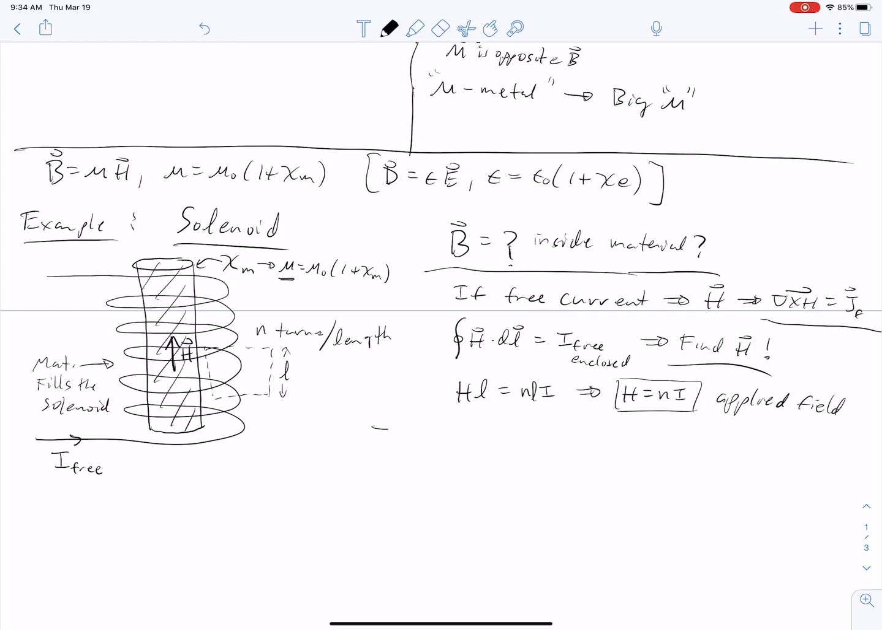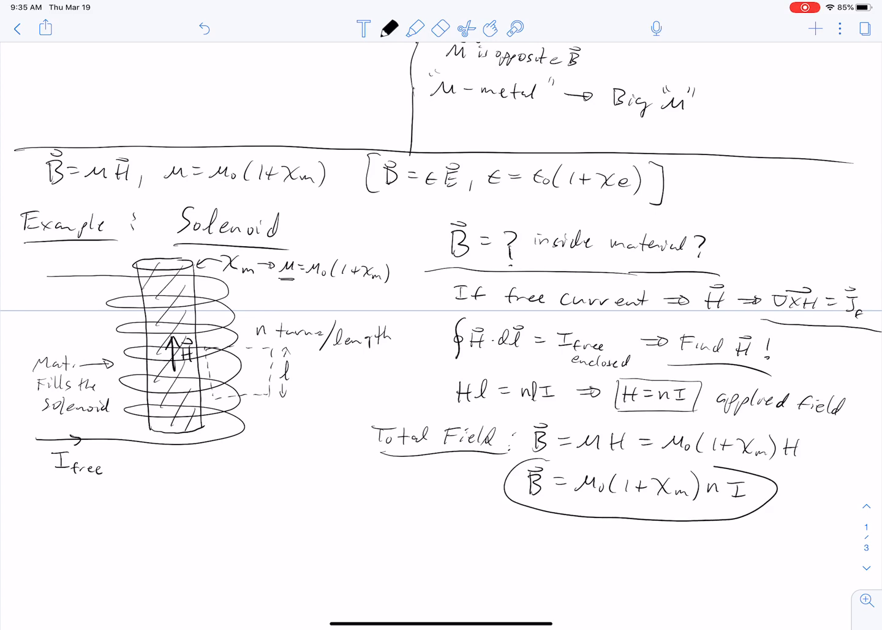And now we can find the total field B, and we know that B equals mu times H, where mu is just mu naught times 1 plus chi sub m, times H. And so that's it. We're done, because we know what H is. So B is equal to mu naught times 1 plus chi sub m, times N times I. So now I can put a box around it. Yay! And we can see that B is bigger than H. So B is typically bigger than H if chi sub m is greater than 0, which it typically is, for most materials are paramagnetic.